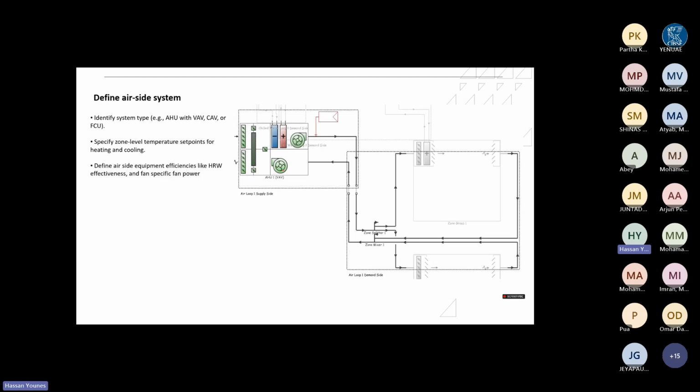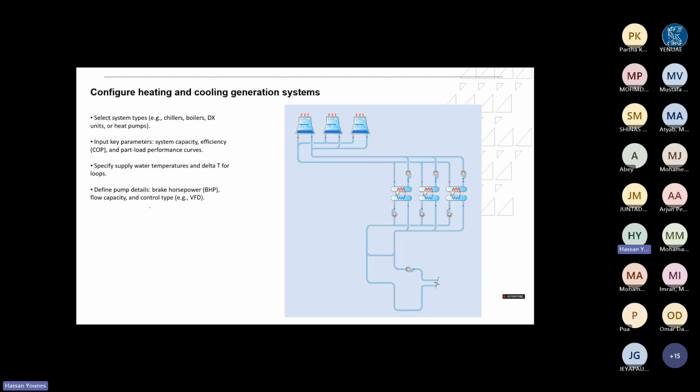You define the system, AHU, VAV, DX, whatever the case is. You have any heat recovery wheels. All these things need to be inside the model. And their information comes from the mechanical drawings, from the mechanical engineers, from the specs, and so on and so forth.